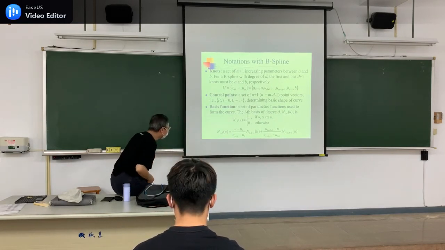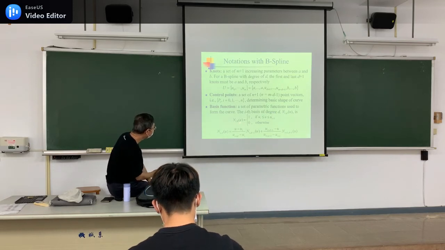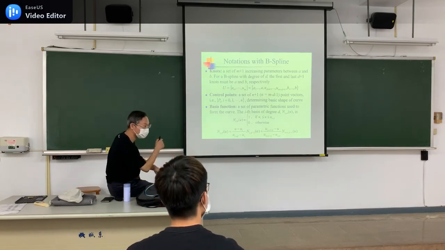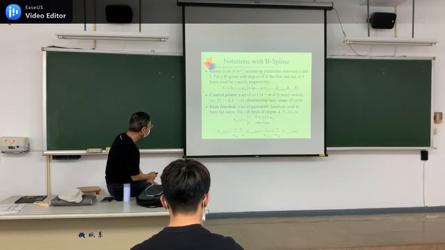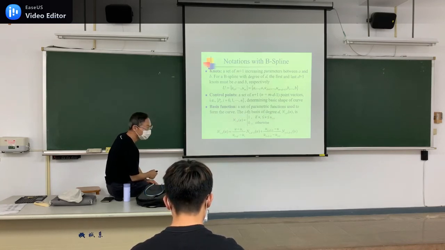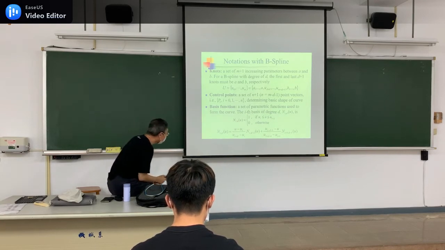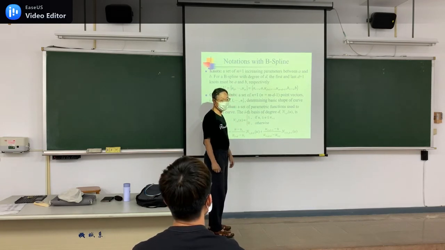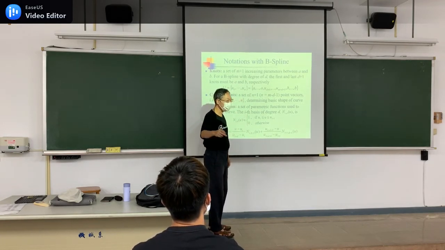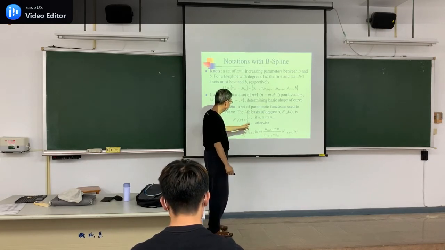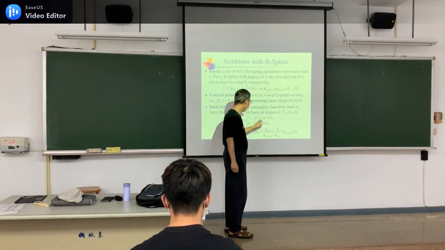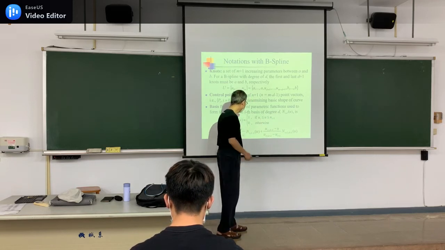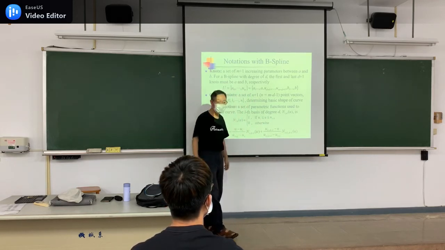So, it's an iteration from degree 0 up to degree d. So first you have degree 0. Degree 0 is piecewise, like a pulse function. Inside these parameters it is 1, the others are 0.